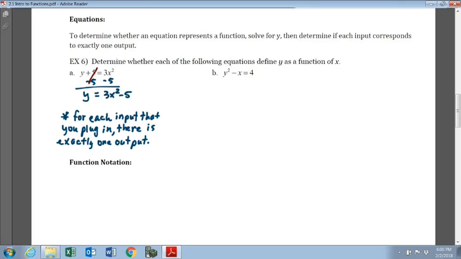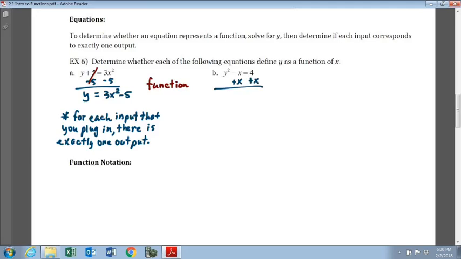All right, and you might think, isn't that the way it would always be? Generally speaking, yes. You almost have to get creative to get something that's not a function when it's in equation form like this. So that one is a function.